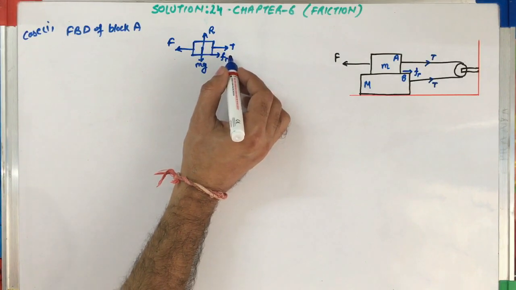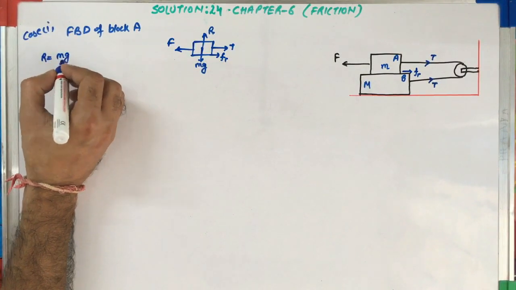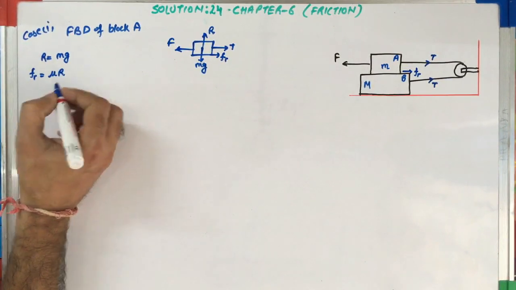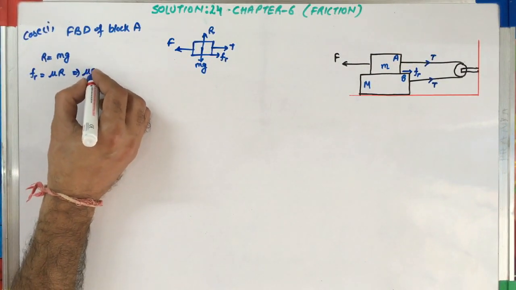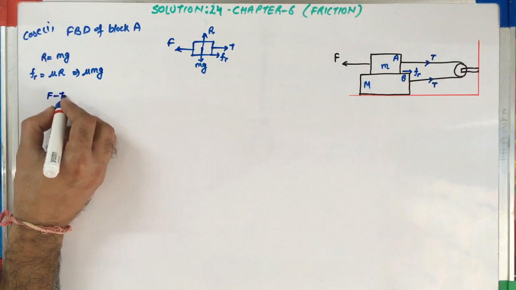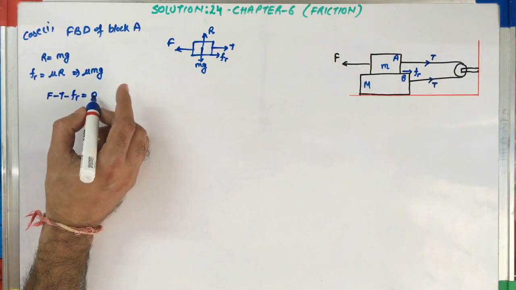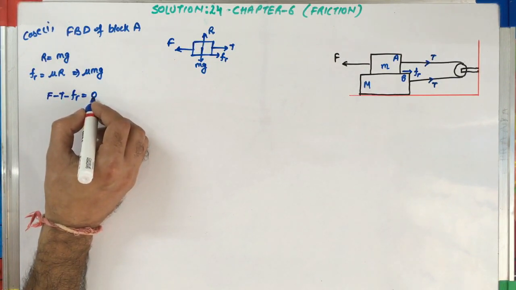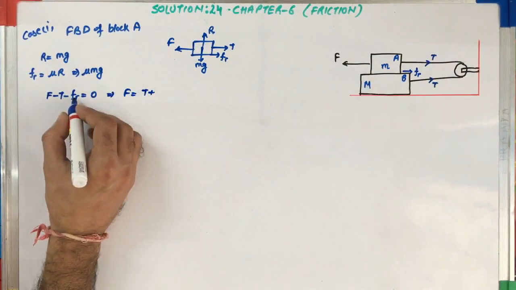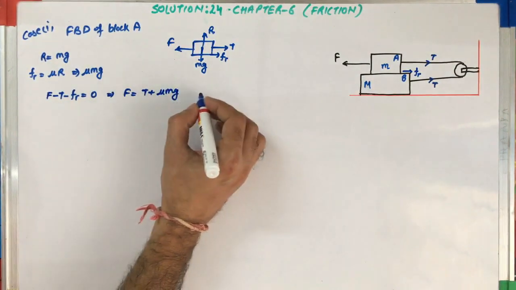Now, from the vertical forces, R is equal to mg, right? We know that frictional force is given as mu times R. So Fr will become mu times mg. From the horizontal forces, F minus T minus Fr is equal to 0, because the acceleration of this block is 0. Since they stay at rest, acceleration is 0, right? So this will become F is equal to T plus Fr. Putting the value of Fr as mu mg, F is equal to T plus mu mg. Let's say this is equation 1.